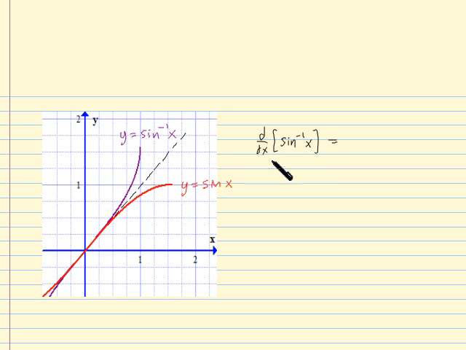Now, what is the derivative of the inverse sine? Well, remember, graphically, we're talking about the slope of a tangent line to this purple curve here, to the curve given by y equals inverse sine of x. So let me go ahead and pick some x value here to consider. Let's say we pick this point right here.